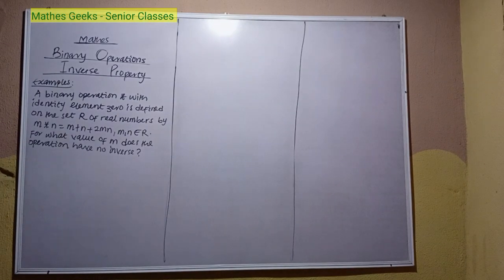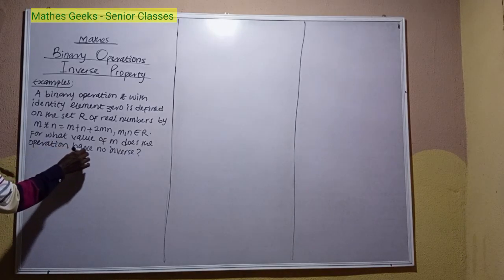The binary operation star with identity element 0 is defined on the set R of real numbers by m star n equal to m plus n plus 2mn, where m and n are members of R. For what value of m does the operation have no inverse? Solution.